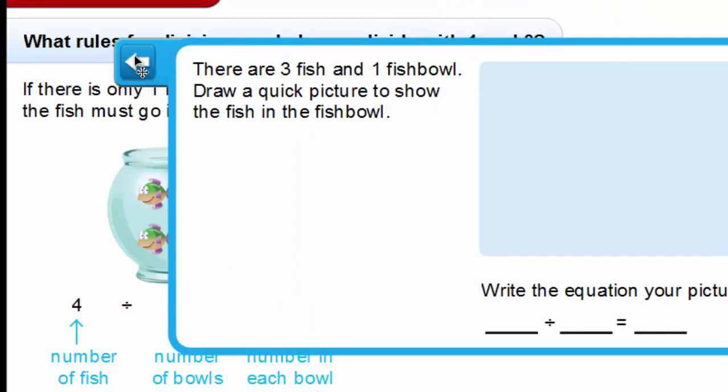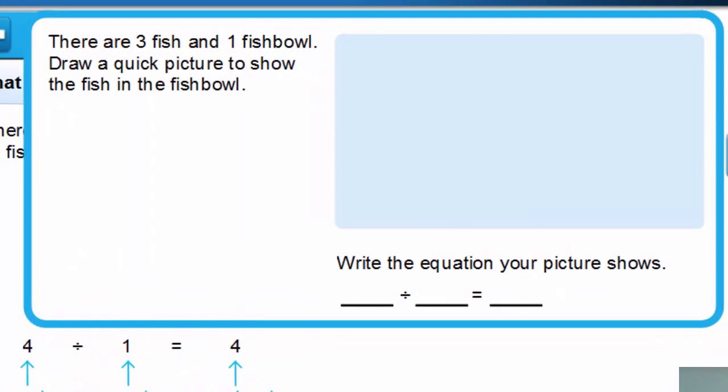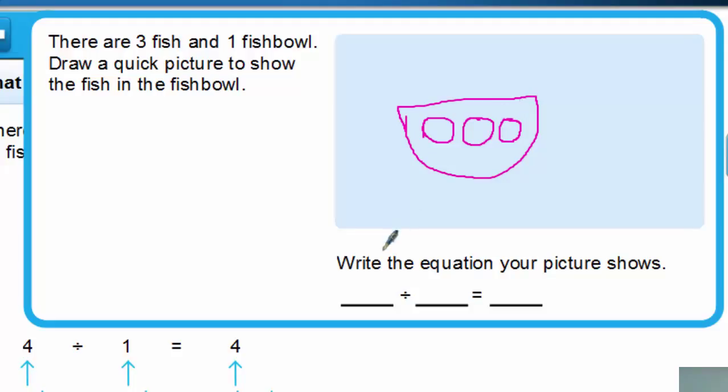Now, let's look at this problem. There are 3 fish and 1 fishbowl. Draw a quick picture to show the fish in the fishbowl. So here we go. We've got this fishbowl. Look at my wonderful artistry. And we're going to draw circles for the fish. We have 1 fishbowl, 3 fish. So write the equation that your picture shows.